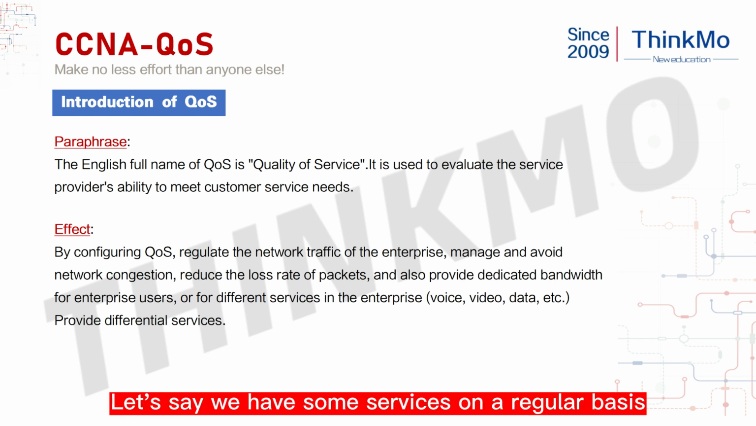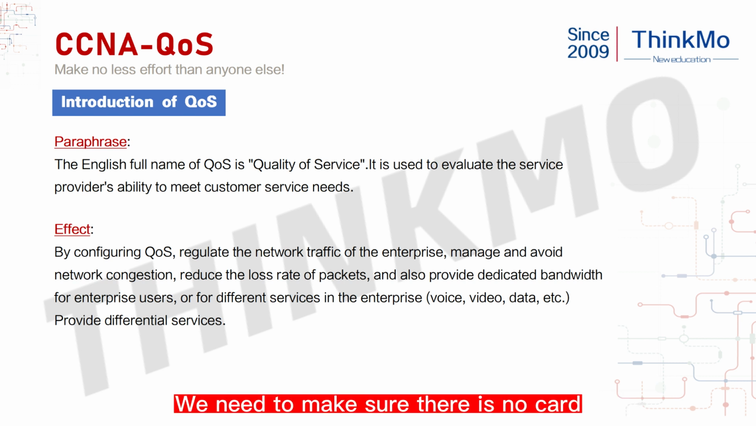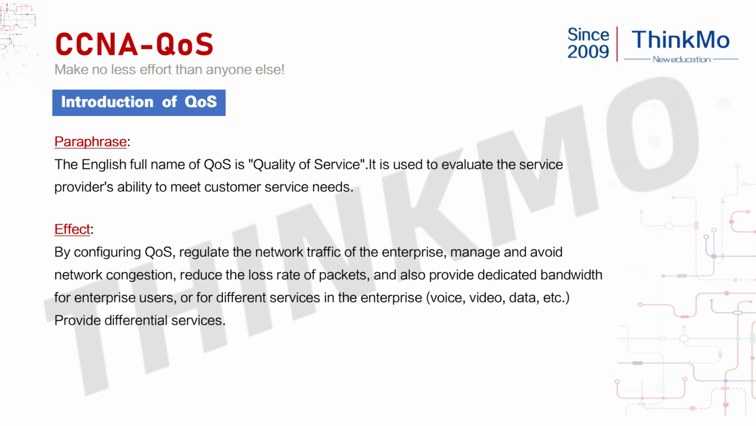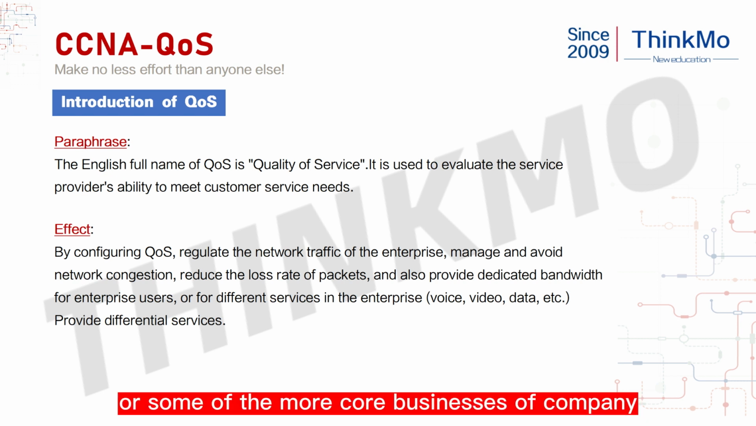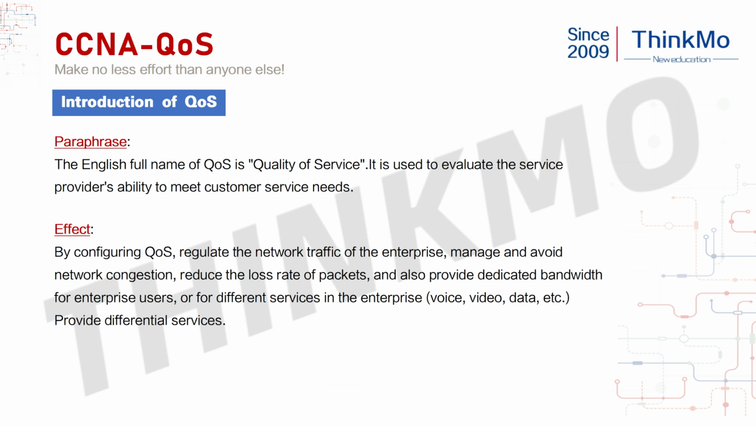Let's say we have some services on a regular basis, services like video and voice. We need to make sure there is no lag, that its service quality must be high. If you do video or video conferencing, it can't keep getting stuck. Or some of the more core businesses of a company, we're going to give these businesses priority in data forwarding. So the bandwidth is finite. How do we deal with this?